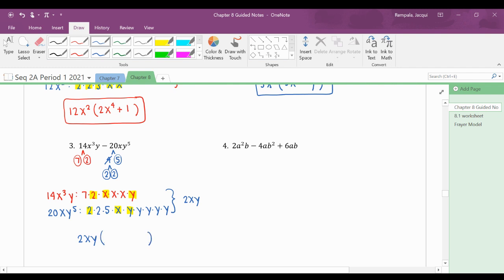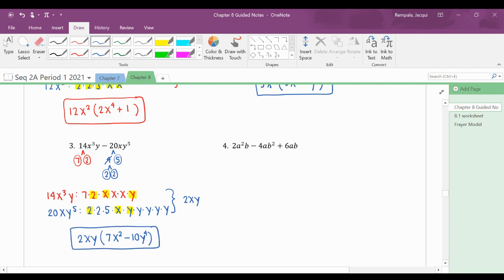Then in parentheses, I need to put whatever is left over. So I'm going to start with the top row. What is not highlighted? Well, 7, and then x times x is x squared. Notice that there is a subtraction sign breaking up the terms in my problem. And so I'll bring down the subtraction sign. Now I want to look at the bottom row and start multiplying anything that's not highlighted back together. So 2 times 5 is going to give me 10. And notice that there's 1, 2, 3, 4 y's. That's y to the fourth. So this would be my final answer.